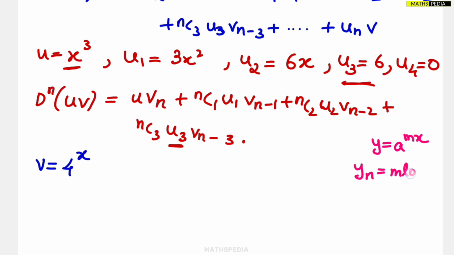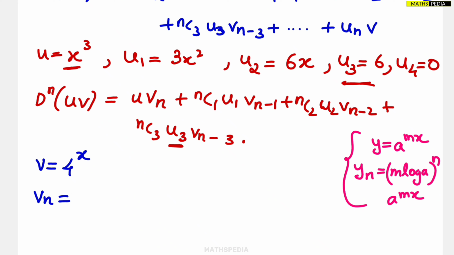m into log a power n into a power mx. So this is the formula. So this particular formula will apply here. So what happens if I want vn? I need vn, right? So vn in the sense nth derivative.